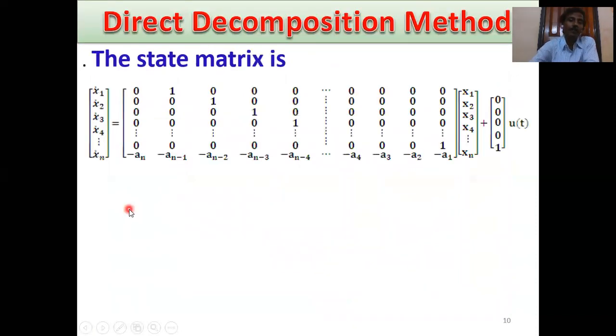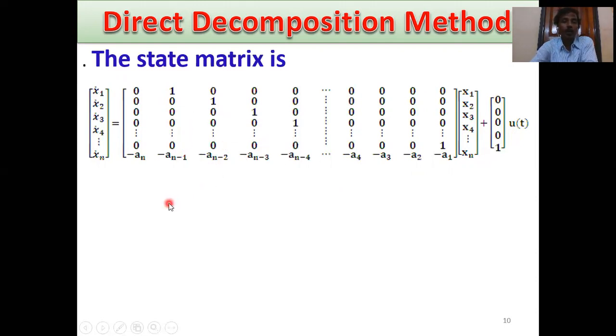And the state matrix, what is the state matrix? x1 dot equals only x2, because it is 0 into x1, 1 into x2, 0 into x3, 0 into x4, dot dot dot, 0 into xn. And x2 dot equals x3, and all the other values are 0. x3 dot equals only x4, x4 dot equals x5, and xn dot has the coefficients minus an, minus an minus 1, minus an minus 2, dot dot dot, minus a1, and u of t. This is the state matrix.